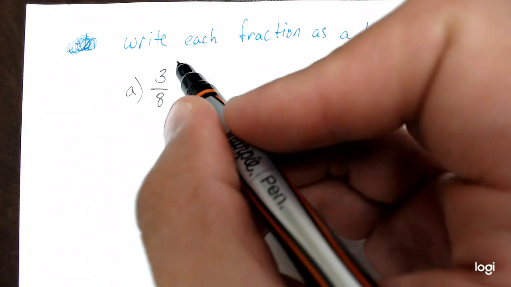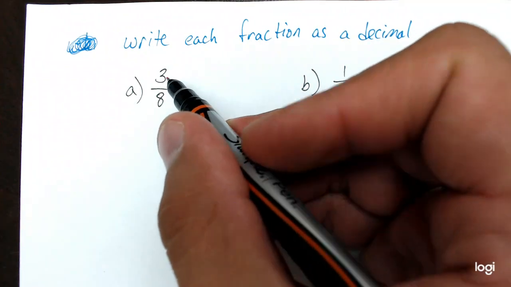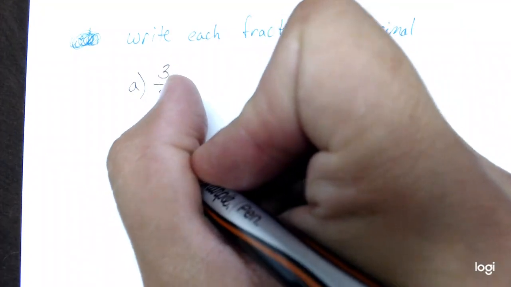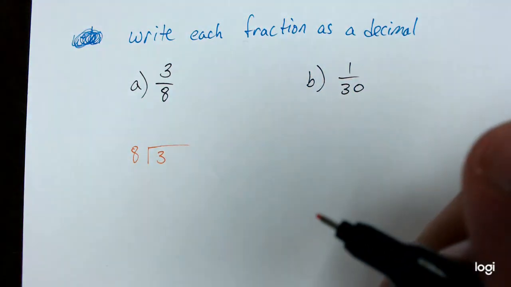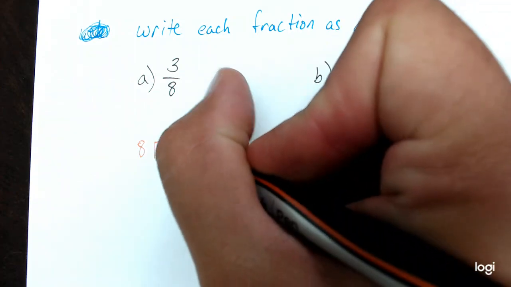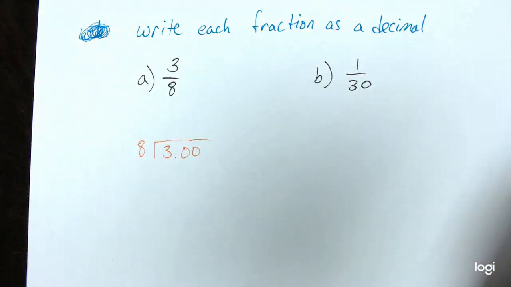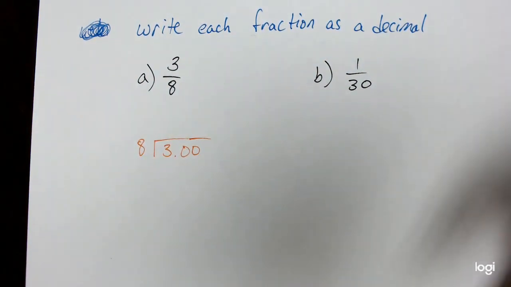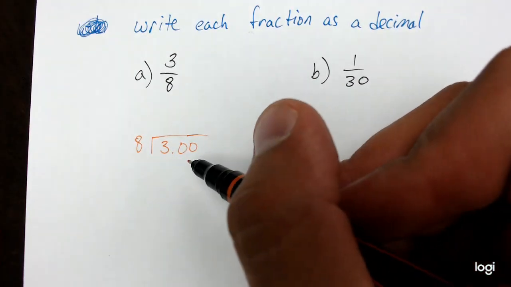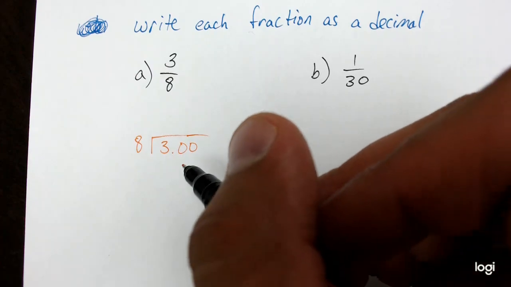Now, when we turn a fraction into a decimal, remember the numerator is always the number that ends up in the house. So I'm going to have 3 divided by 8. Now I know 8 is not going to go into 3 evenly, so I'm going to go ahead and add a decimal point and then put some zeros in there. I might need more than 2, but I always like to start off with 2. Maybe I'll only need 1. We'll see. But I'm going to divide 8 into 3.00.